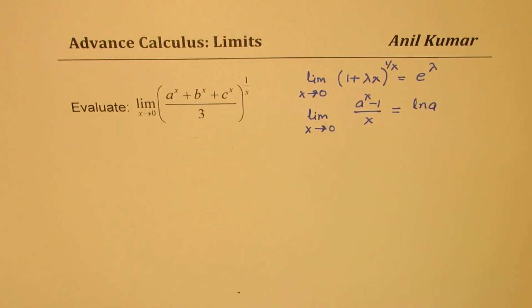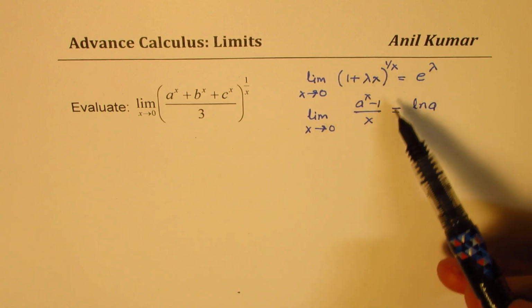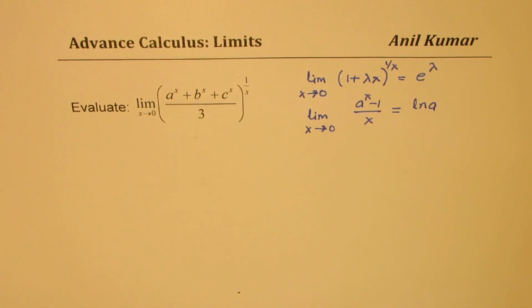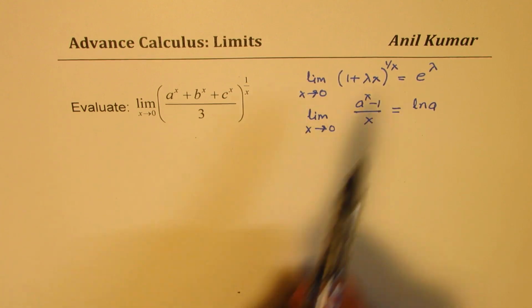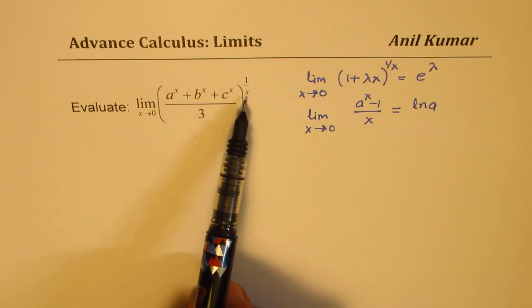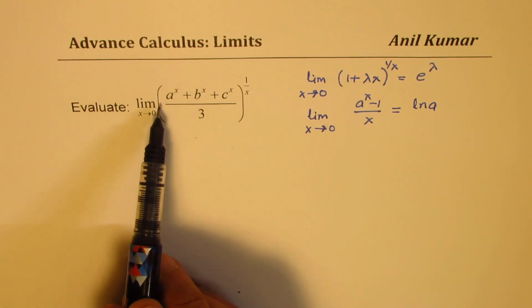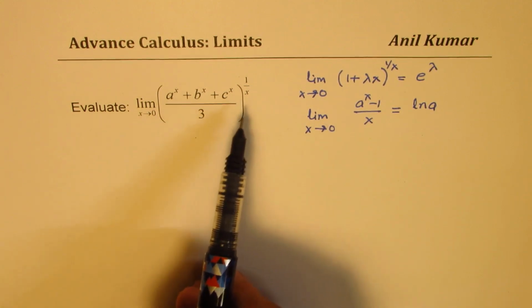Now calculus, especially the difficult questions, if you make a library, then you can correlate and find easier solutions, but you need to have a good library for solving such questions. Now let us see how we use these formulas. We do have 1 over x, but we don't have 1 plus something. So the idea here is to add and subtract 1, and that is the strategy.